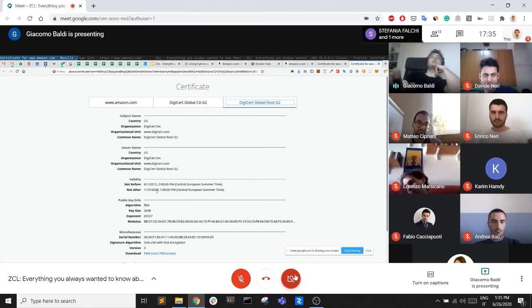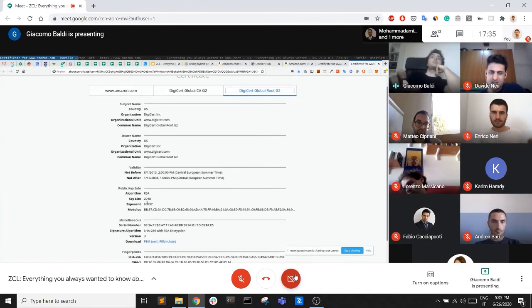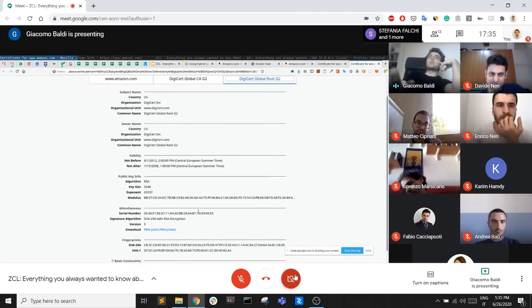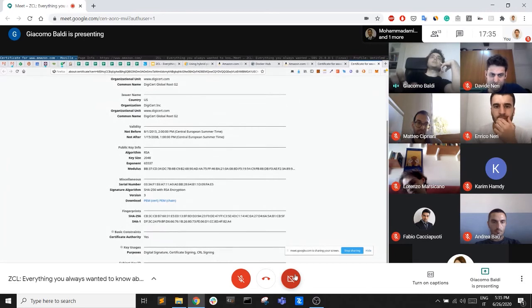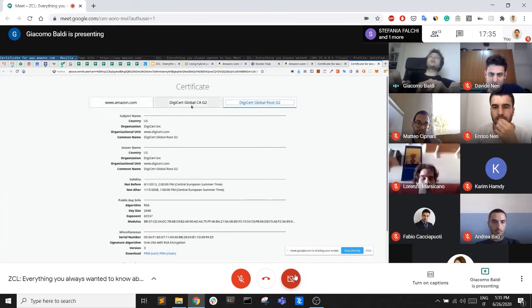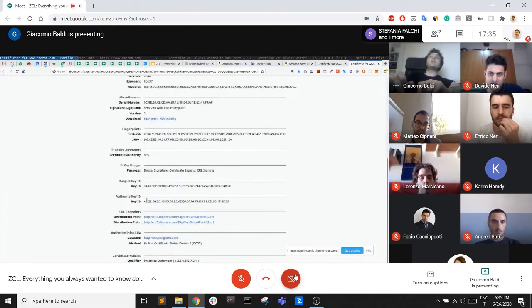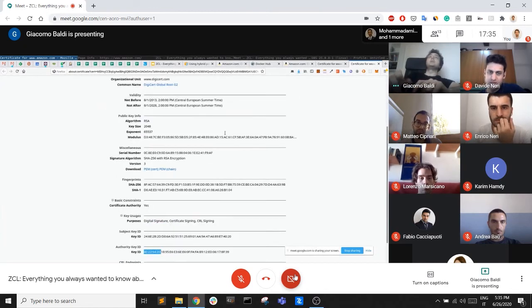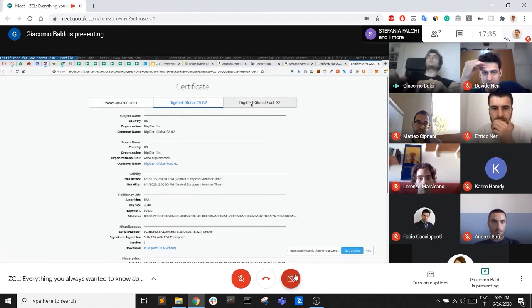Okay, it's valid until 2038. Okay, a lot of years. Okay, this is an old certificate. It uses RSA 2048 bits, the minimum security of RSA, as we saw. This is the serial number, whatsoever. This is the subject key, 4E2254, etc., which is the authority key of the intermediate certificate. Okay, so this DigiCert Global CA G2 has been signed by the root. Okay, and the root has a private key that has signed this certificate over here.